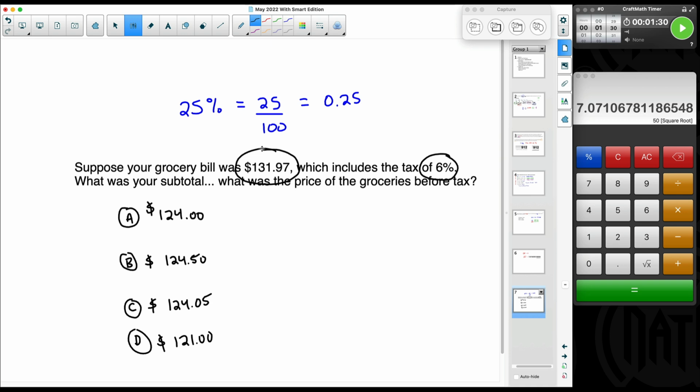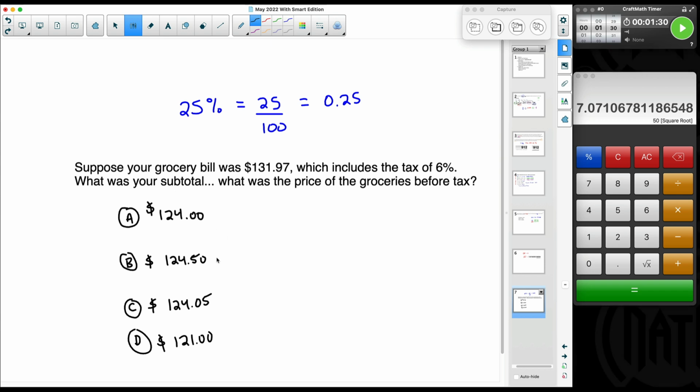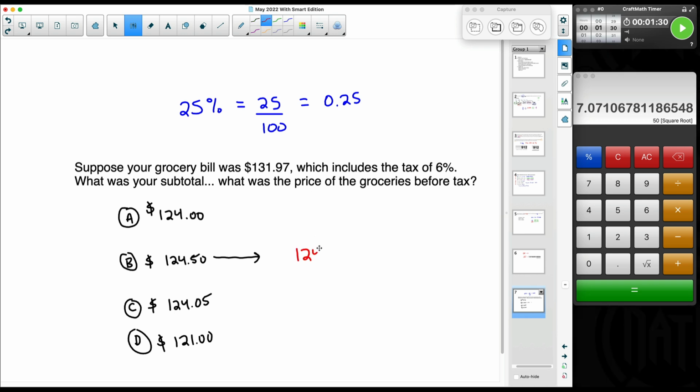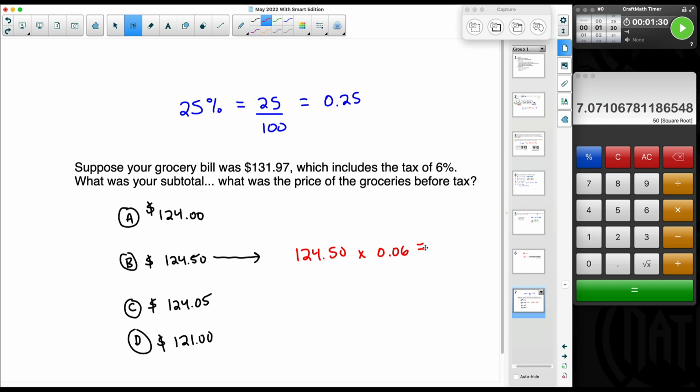You actually want to take the subtotal. This is how tax is computed, y'all. You take the subtotal, you take the price before tax. Look at this $124.50. If we take $124.50 and you multiply it by 6%, you are finding the tax that is on the price before tax. And that's what you want to do here.